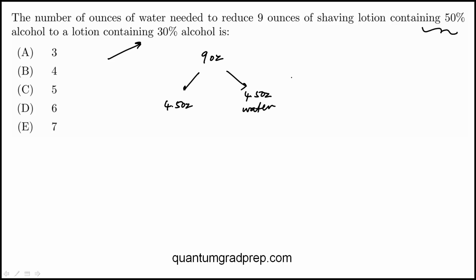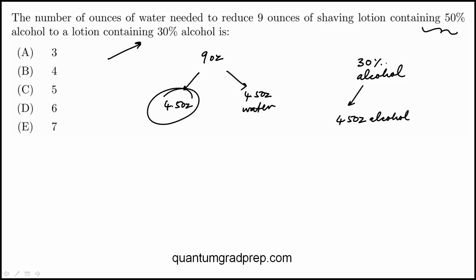And we need to end up with a lotion that contains 30% alcohol. And all we're doing is adding water. So the alcohol amount remains the same. That means in this new solution, which is 30% alcohol, the amount of alcohol is the same. So if the total solution is X, then alcohol is really 30% of X. So notice this is the total amount, including the water. So that would be 0.3X.